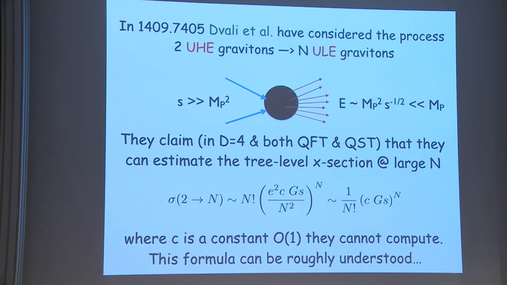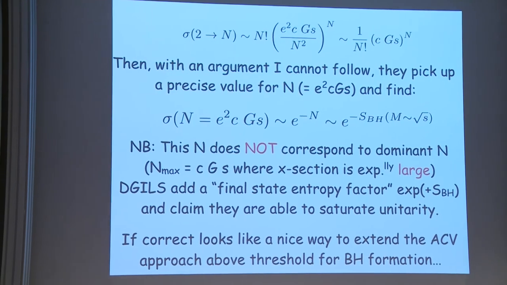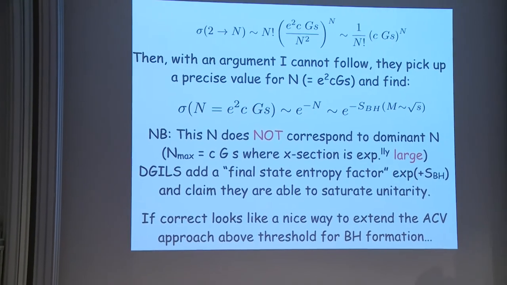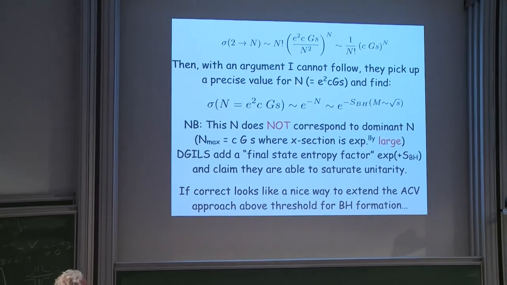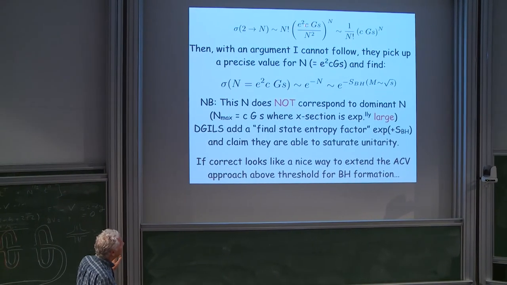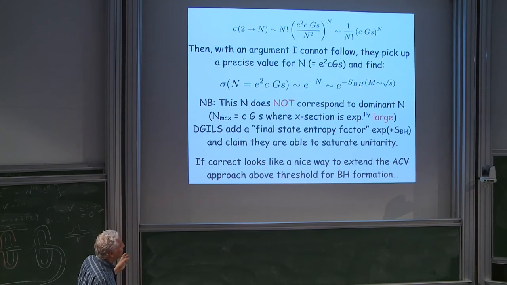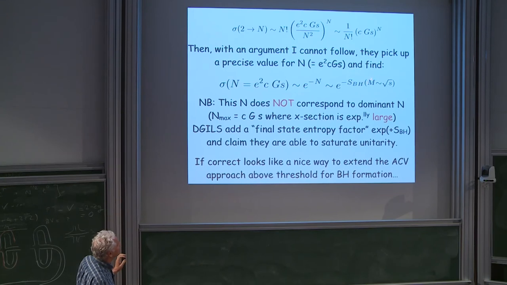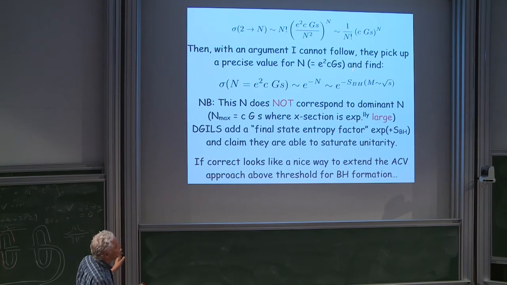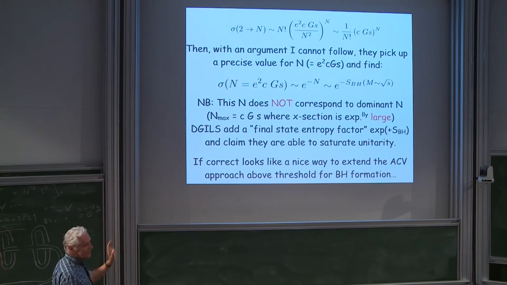Now, this formula can be roughly understood, as I said. However, with an argument that I cannot follow, we have been corresponding with them, they picked up a precise value of n. If you take n equal just the numerator, then you work it out very easily. You get a cross section which goes like e to the minus n. And this n is of the order of the entropy of a black hole of mass square root of s.